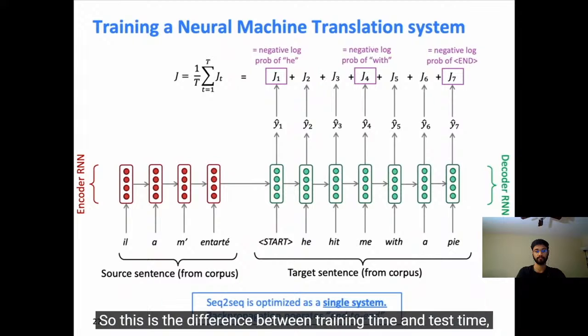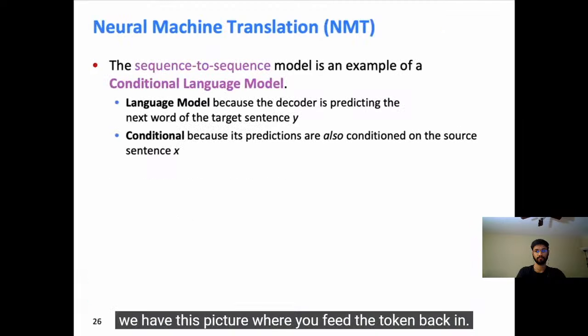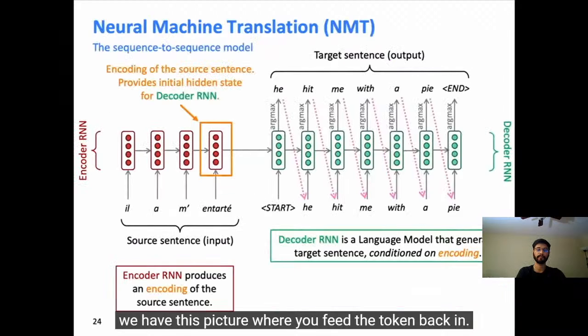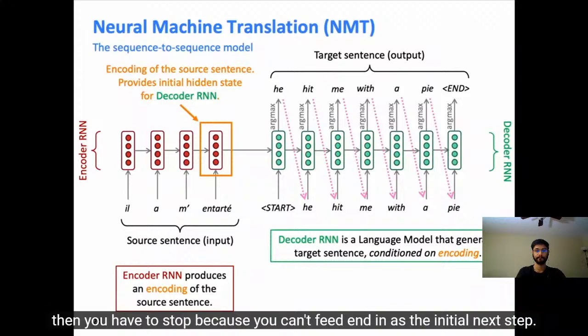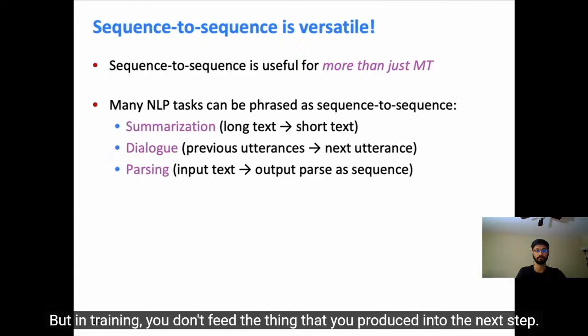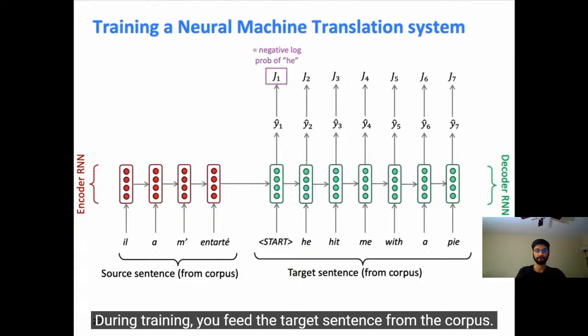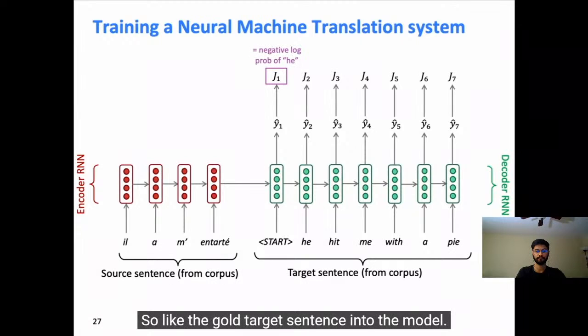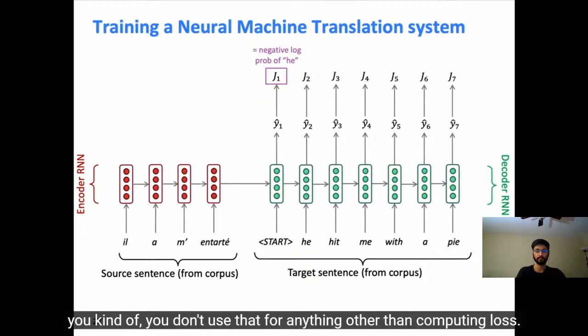So this is the difference between training time and test time, which is pretty confusing. At test time, we have this picture where you feed the token back in. So in this scenario, once you produce end, then you have to stop because you can't feed end in as the input on the next step. But in training, you don't feed the thing that you produced into the next step. During training, you feed the target sentence from the corpus, the gold target sentence, into the model. So no matter what the decoder predicts on a step, you don't use that for anything other than computing loss.